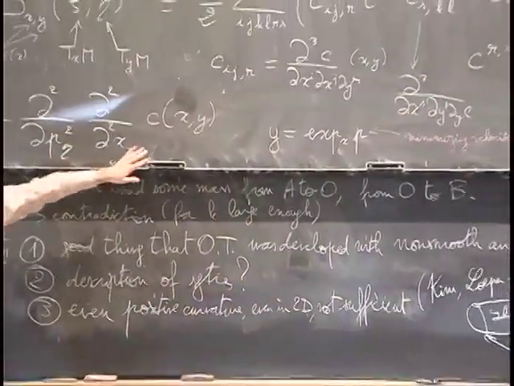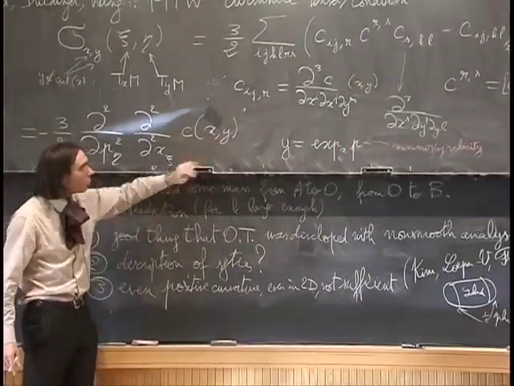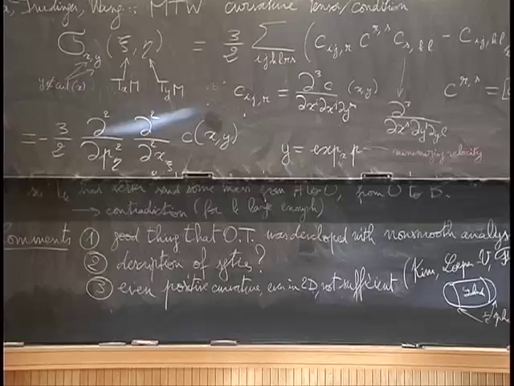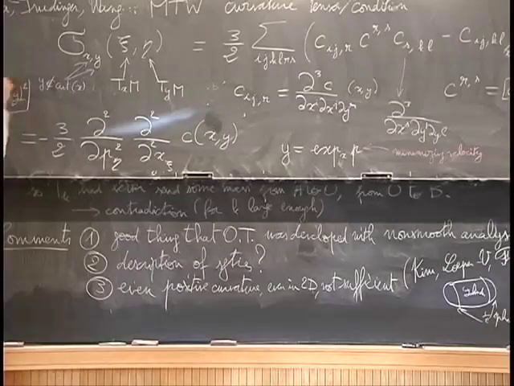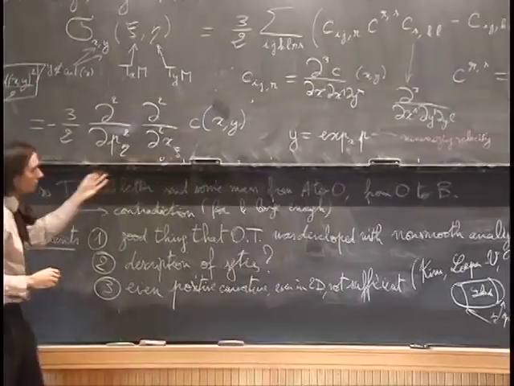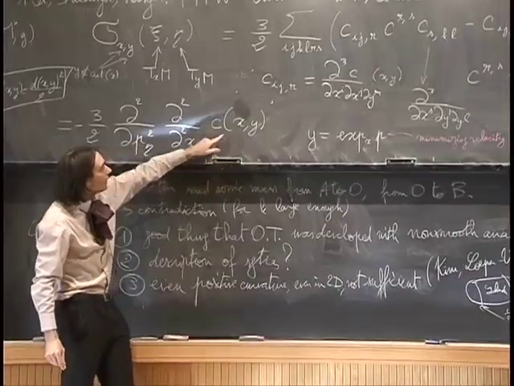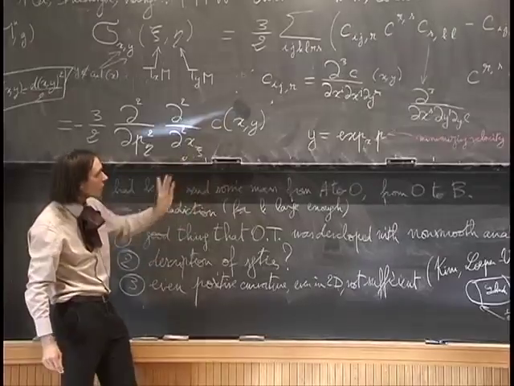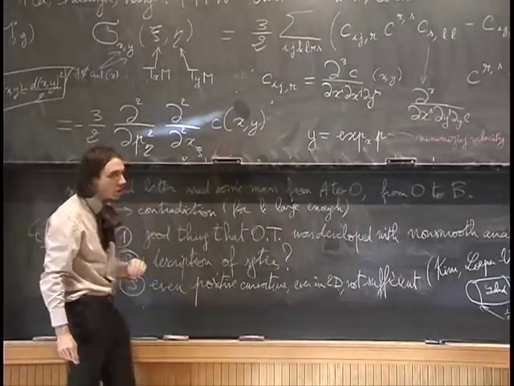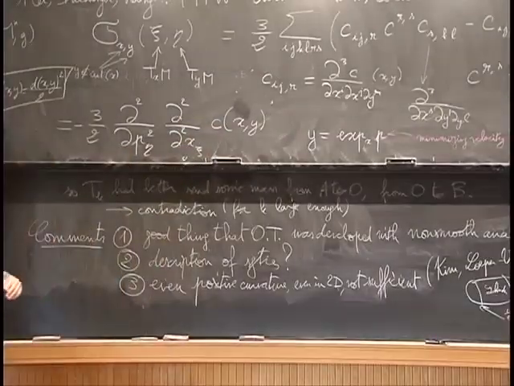OK. So what does it mean, this expression? This is C of xy, it depends on x and y. So C is always the square distance. C of xy is always distance squared over 2. So first, I freeze y, and I differentiate twice with respect to x in the direction xi. Xi is a tangent vector at x, so I differentiate twice in this direction. This gives me a new function of x and y.